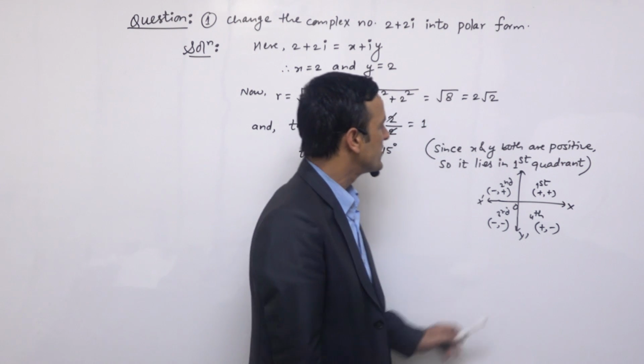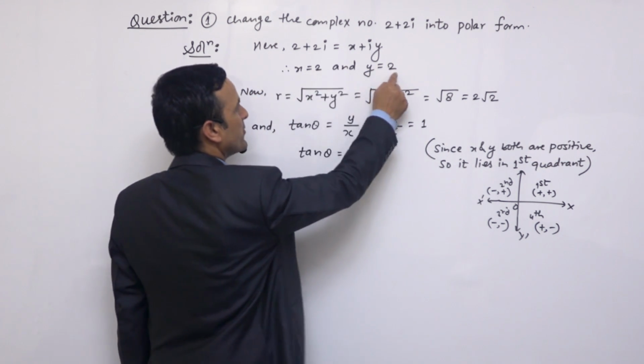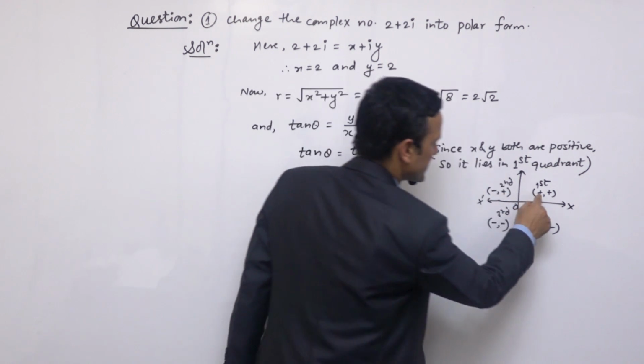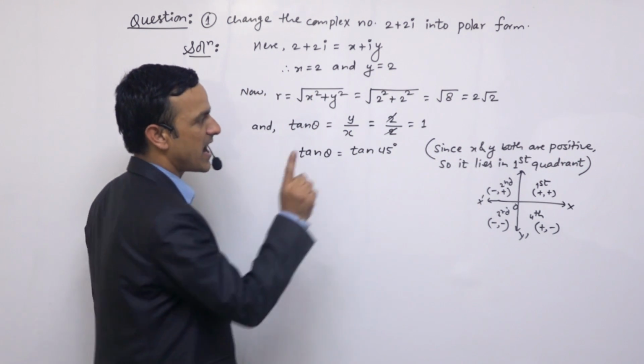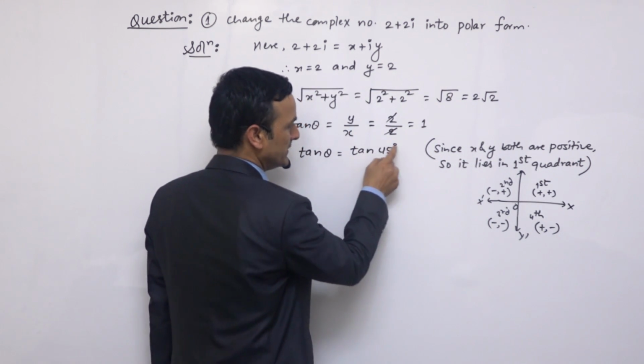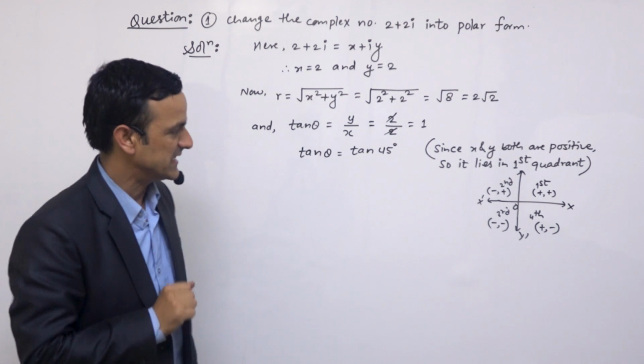So our x and y both positive means this plus sign belongs to the first quadrant. That's why our angle should lie between 0 and 90 degree.